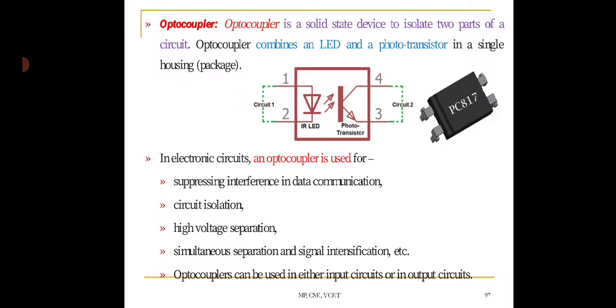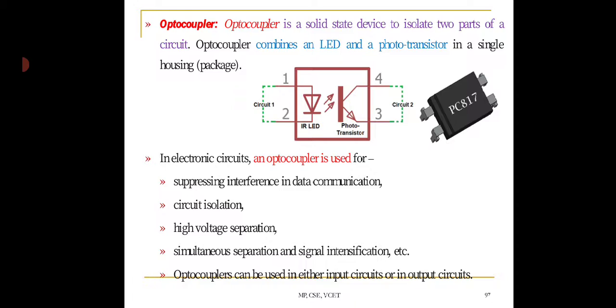Next is optocoupler. Optocoupler is a solid state device to isolate two parts of a circuit. Optocoupler combines an LED and phototransistor in a single housing or single package. In an electronic circuit, an optocoupler is used for suppressing the interferences in data communication, circuit isolations, high voltage separations, simultaneous separations, and signal intensifications.